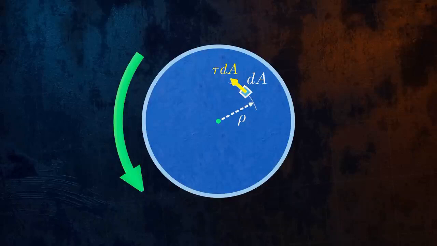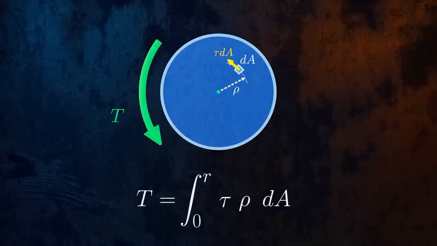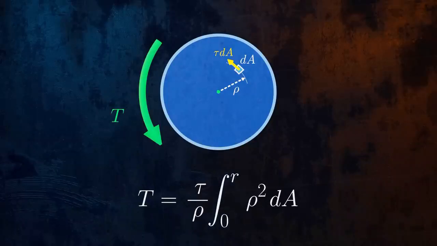The moments caused by the internal forces acting on all of the elements within the cross-section must sum up to be equal to the torque T. Otherwise, equilibrium is not maintained. We can represent that mathematically by this integral. We know that the quantity τ divided by ρ is a constant, because the shear stress varies linearly with the distance from the center of the cross-section. So we can rearrange the terms and move tau over rho out of the integral.